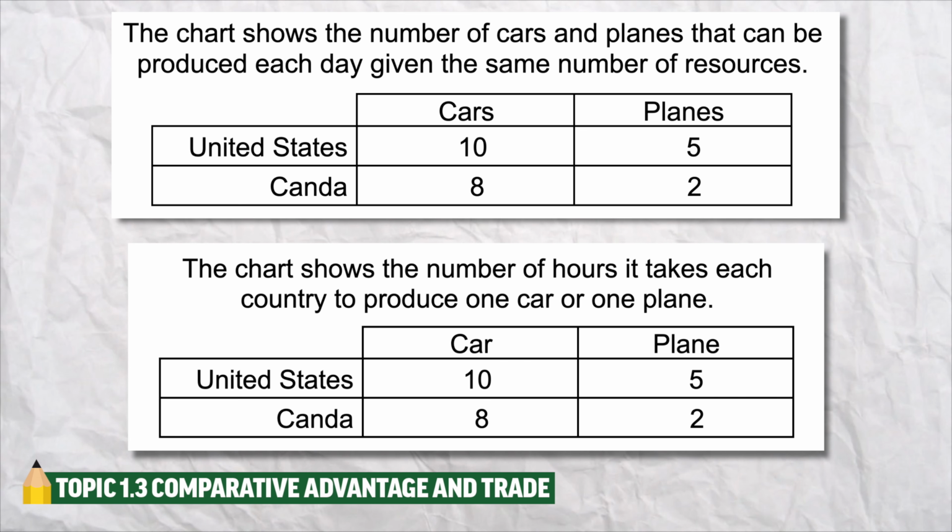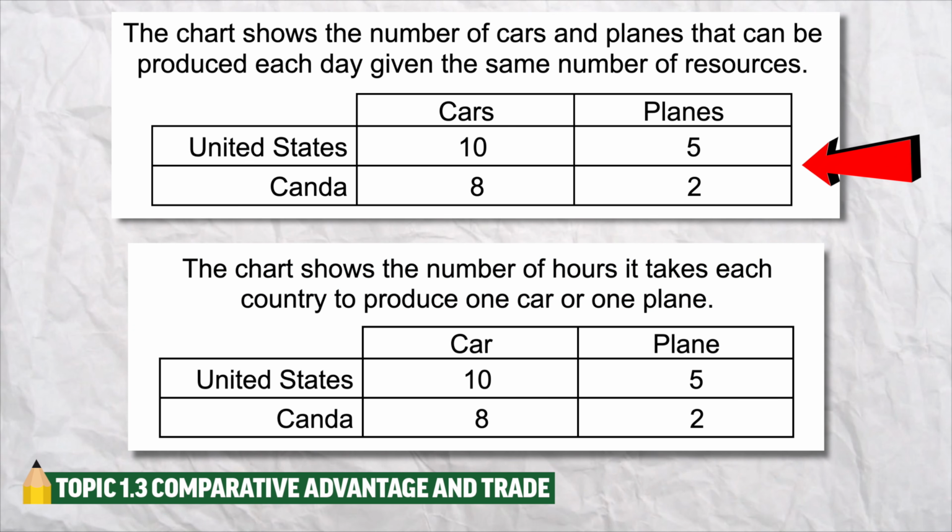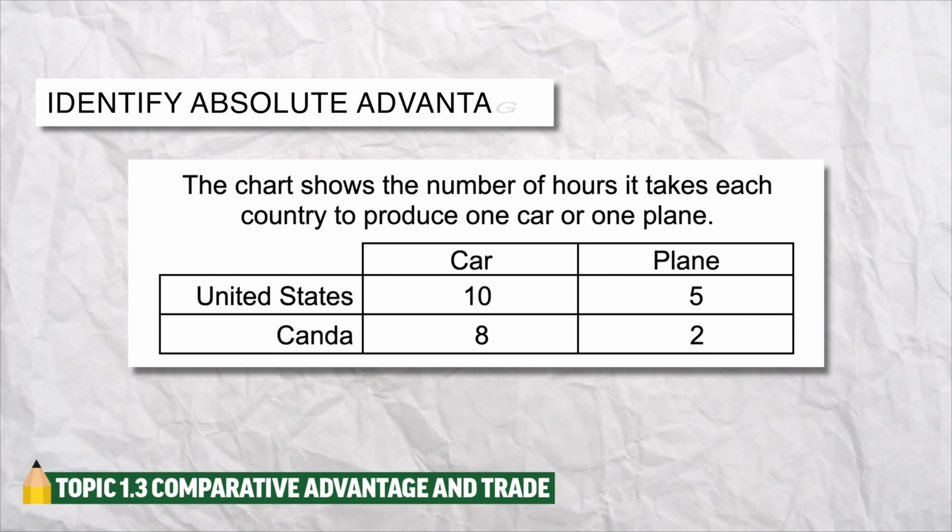Notice the countries, products, and the numbers are the same. The only difference is what those numbers mean. Now they represent hours. Look at the top of the chart. It says this chart shows the number of hours it takes each country to produce one car or one plane. So in an output question, those numbers represent the number of cars and planes produced. Now we're looking at the hours to produce only one. So now who has an absolute advantage in the production of cars? Well, now it's Canada because it only takes them 8 hours to produce one car, and it takes the US 10 hours to produce one car.